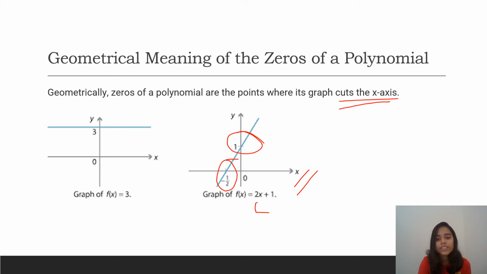Because see, this is the equation 2x plus 1. How do you solve it? You have to replace x by k first, and then you have to equate it to 0. Then on rearranging it, you get k is equal to minus 1 by 2. If you take 1 to the right hand side, and then divide by 2, you'll get minus 1 by 2. So it is verified.